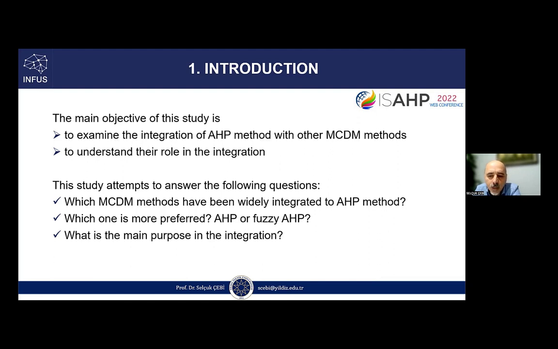We attempt to answer the following questions. First, which MCDM methods have been widely integrated into the AHP method? Second, which of the AHP or fuzzy AHP integration is more preferred? And third, what is the main purpose of this integration?